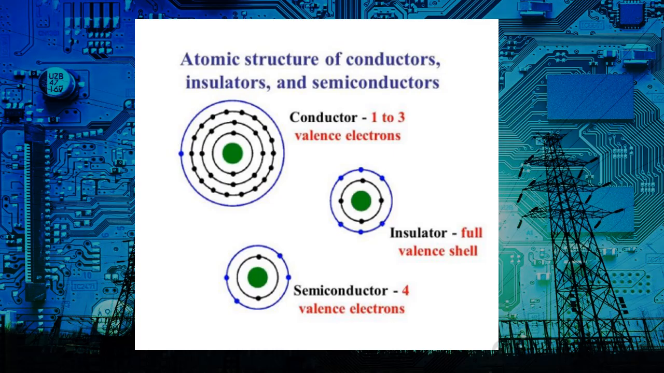But we can also classify these materials based on their atomic structure and electronic configuration. In other words, their atomic structure and electronic configuration constitute their property of electrical conductivity. For conductors, mostly metals, their valence shell holds 1 to 3 valence electrons. Insulators, their valence shell is full, mostly non-metals. Semiconductors have 4 valence electrons, like germanium and silicon. These are semiconductors.